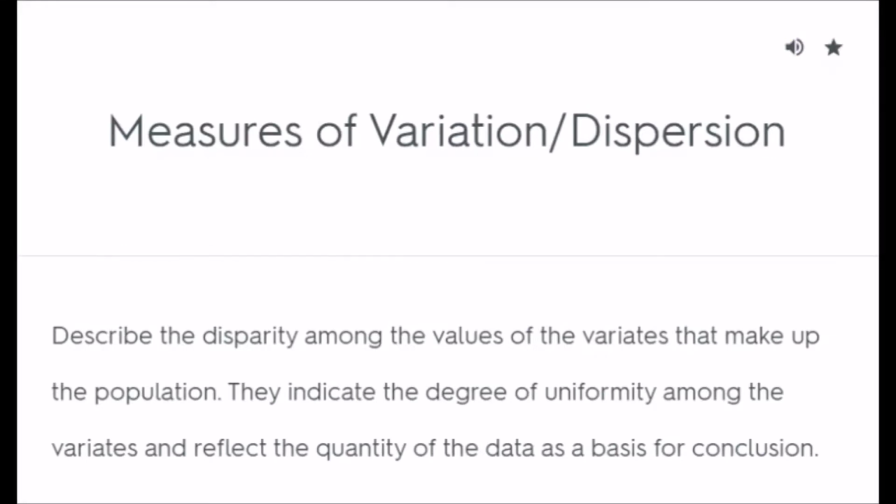Describe the disparity among the values of the variates that make up the population. They indicate the degree of uniformity among the variates and reflect the quantity of the data as a basis for conclusion.